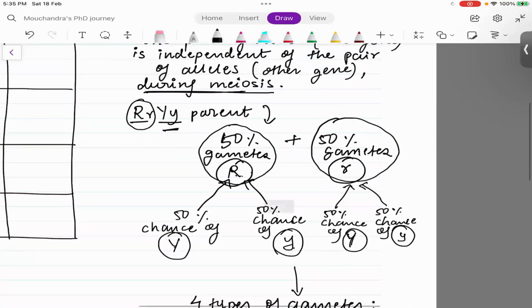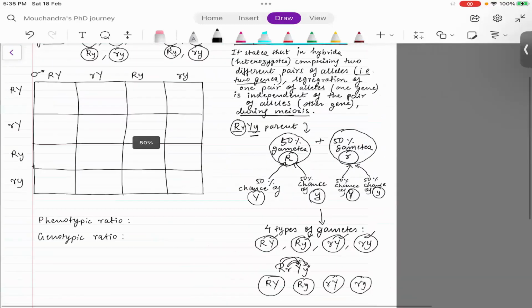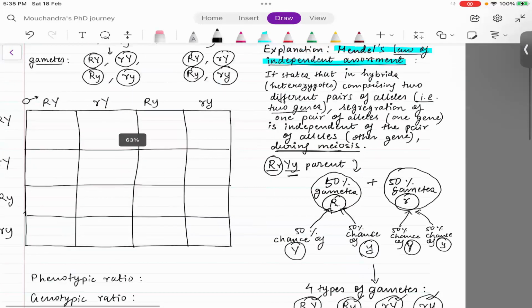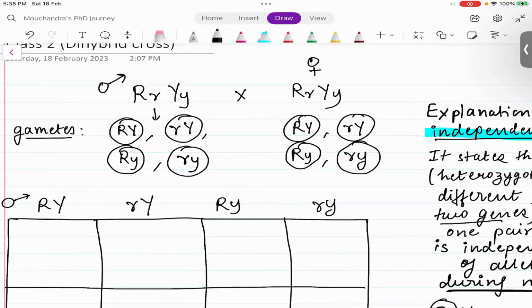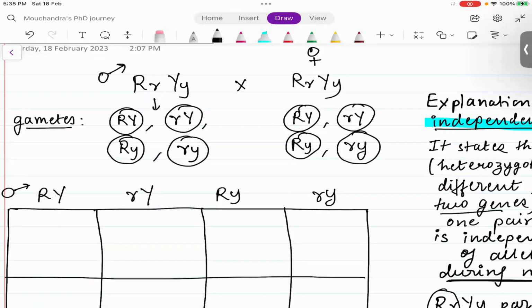So after doing this, I saw that four types of gametes are possible from each parent. The genotype of each parent is the same, so the same types of gametes are obtained from both parents. If there are 100 gametes, 25% of the gametes will be capital R, capital Y. So there is a 25% chance of a gamete having capital R, capital Y. The same goes for each type of gamete.